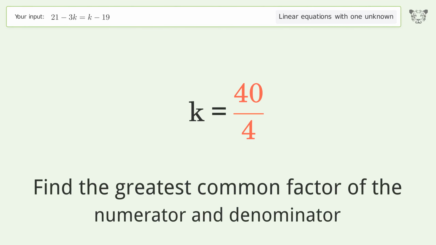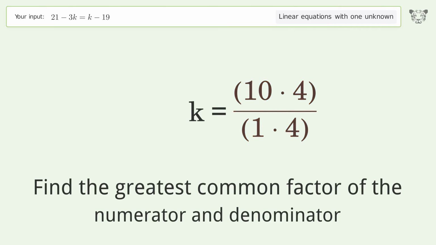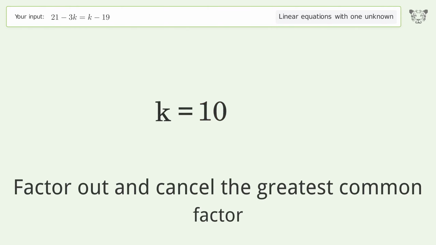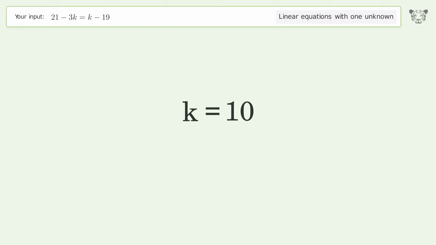Find the greatest common factor of the numerator and denominator. Factor out and cancel the greatest common factor. And so the final result is k equals 10.